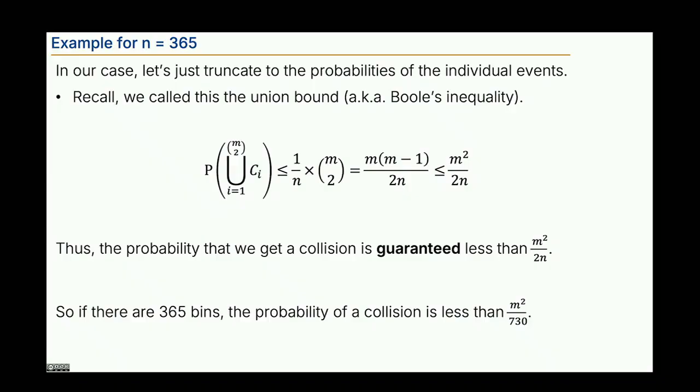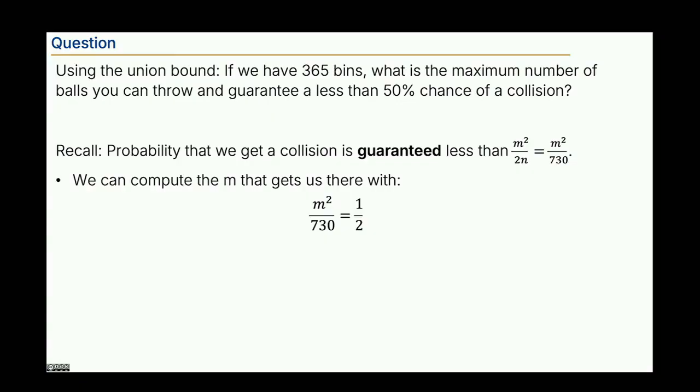It's going to be less than or equal to 0. If I pick 1 ball, it's going to be less than or equal to 1 over 730. If I've only thrown 1 ball, what's the actual probability we had a collision? 0, okay. But this is an upper bound. Okay, so that's fine.